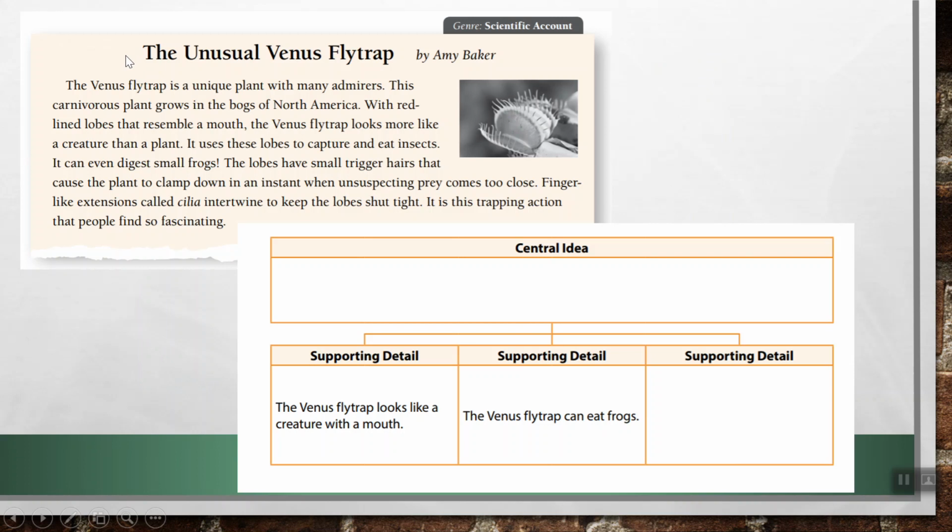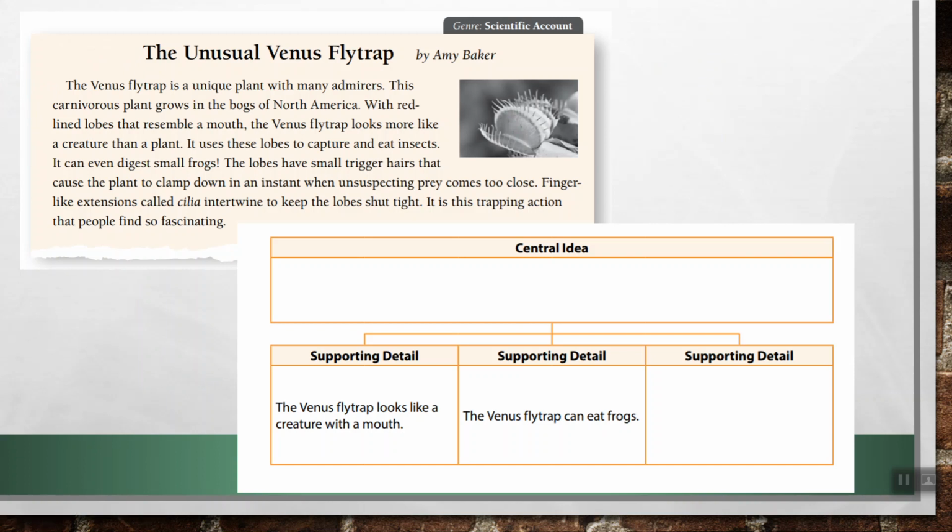This passage is called The Unusual Venus Flytrap by Amy Baker. Let's read it. The Venus flytrap is a unique plant with many admirers. This carnivorous plant grows in the bogs of North America. With red-lined lobes that resemble a mouth, the Venus flytrap looks more like a creature than a plant. It uses these lobes to capture and eat insects. It can even digest small frogs.